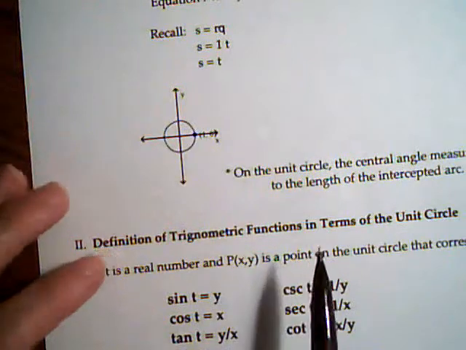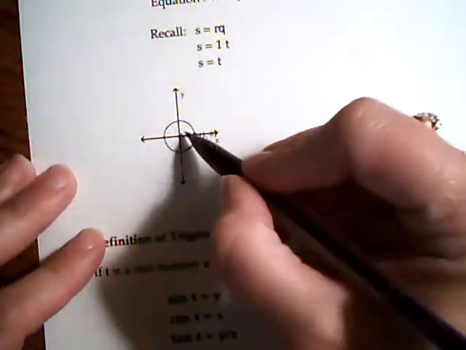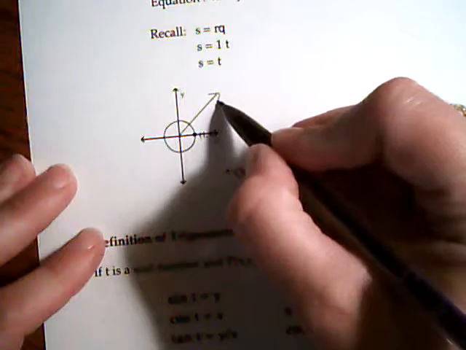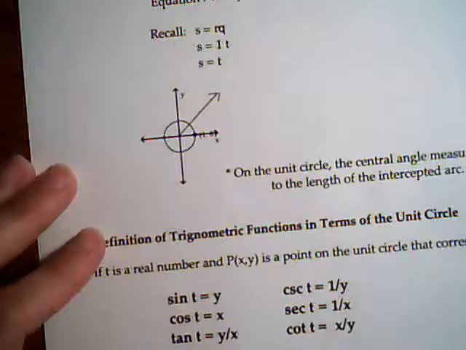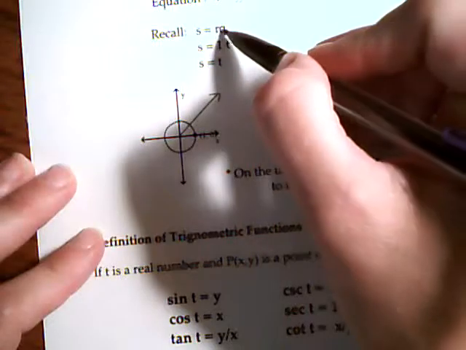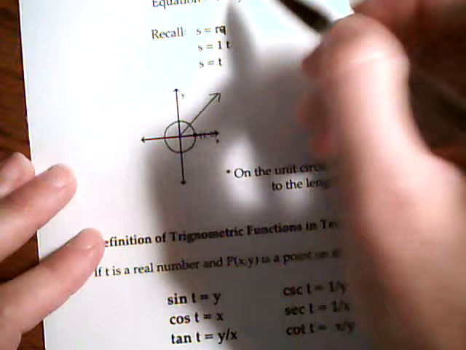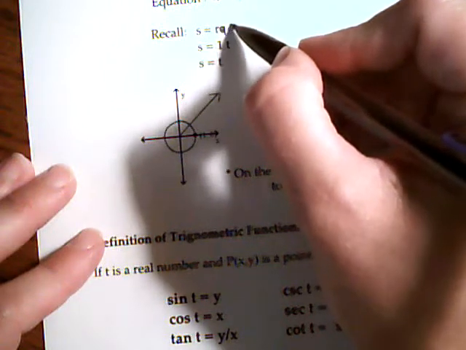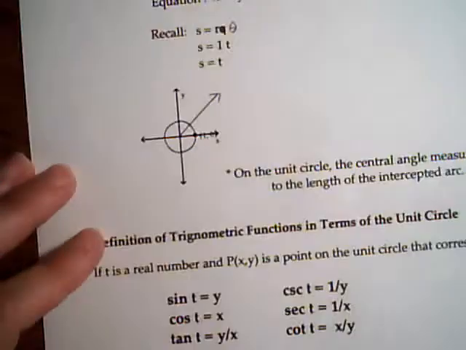What we're going to look at is if we have a central angle on the unit circle. Recall that we said s is equal to r theta. I'm going to need you to correct that on your worksheet. That should be the theta symbol instead of the Q. Not sure what happened there.